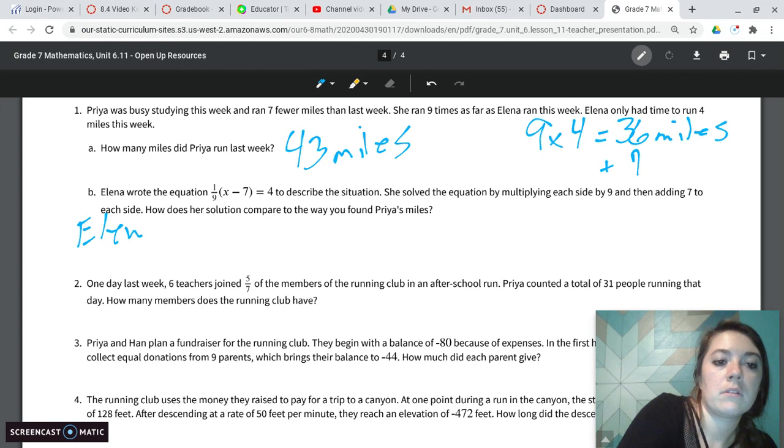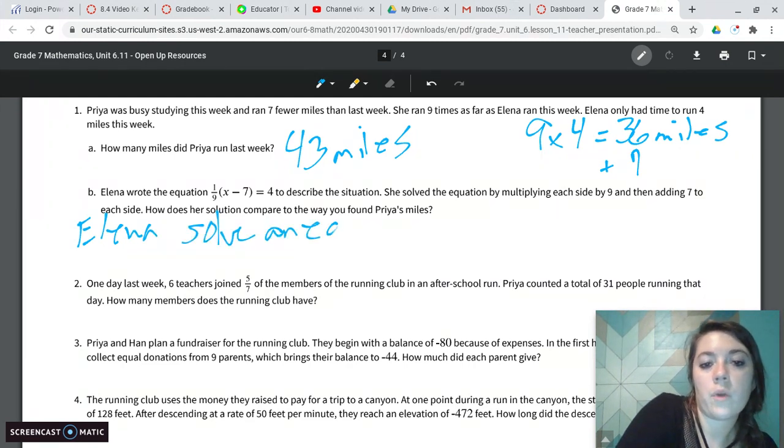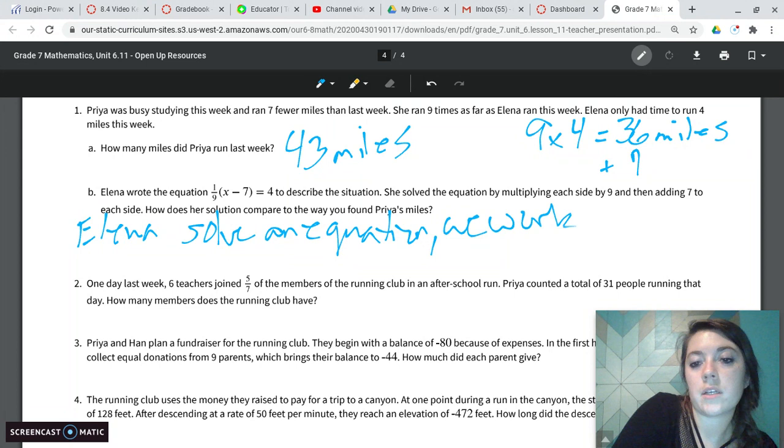So Elena solved an equation, we worked it backwards.